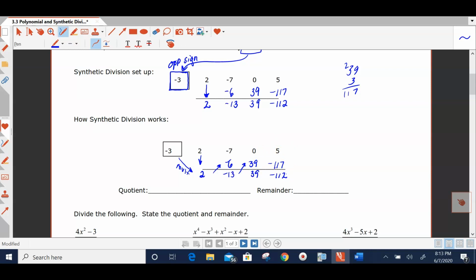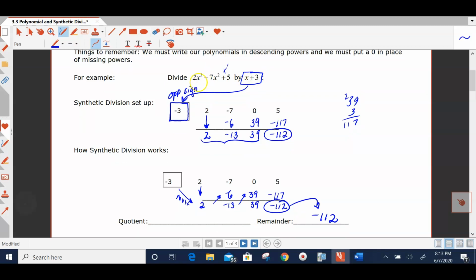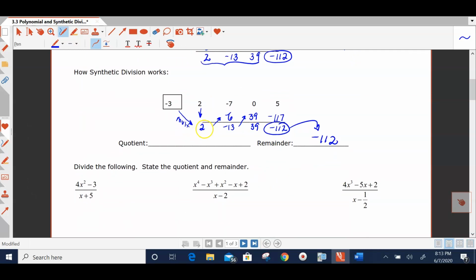So now we have to interpret this result. The last number that you get will always be your remainder. So the remainder here is negative 112. The quotient comes from the coefficients to the left of the negative 112. Now, since this polynomial was a third degree polynomial, and I divided it by an x plus 3, the quotient is going to drop down by 1 degree. So this started off as a cubic, but by dividing, it drops down to a square.